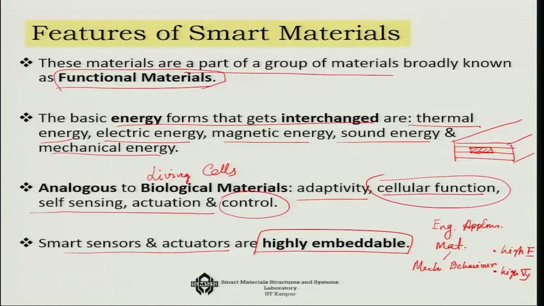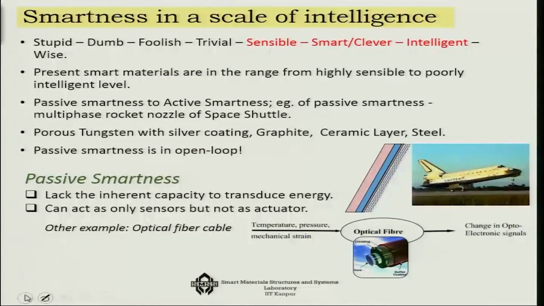So these are some of the advantages of the smart materials. Now, smartness, how do we define? If you look into a dictionary, then you would see that something which is not smart at all, the worst sense is something which is stupid. Then maybe dumb, foolish, trivial, and then as the intelligence increases, you will start to get terms like sensible, smart, clever, intelligent, wise, etc. So, where are we in these smart materials systems in terms of the intelligence?